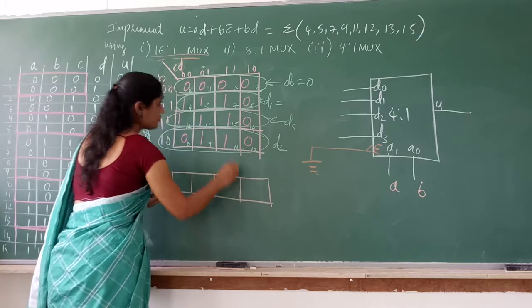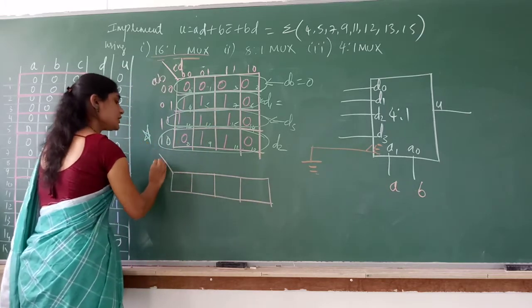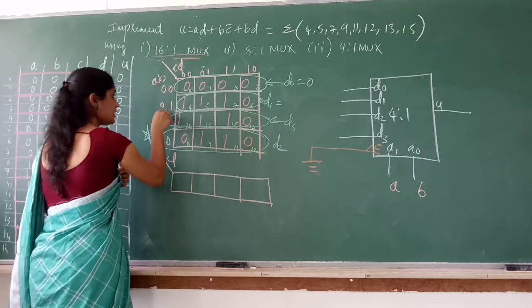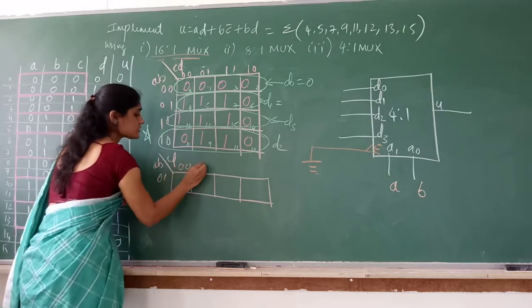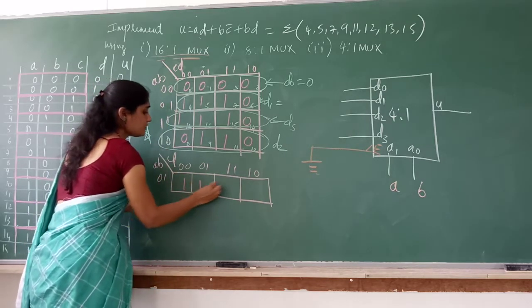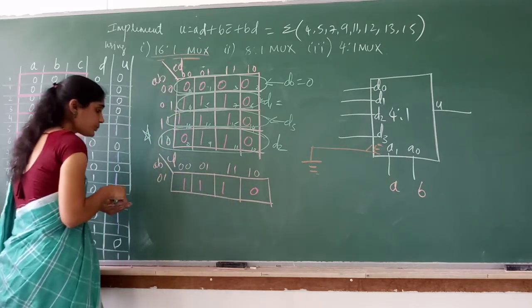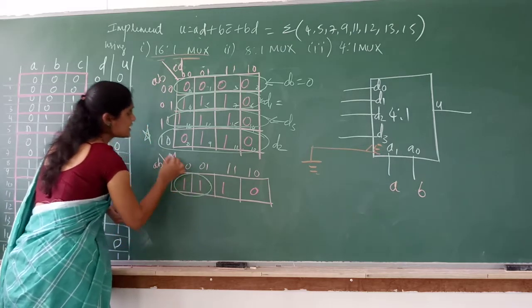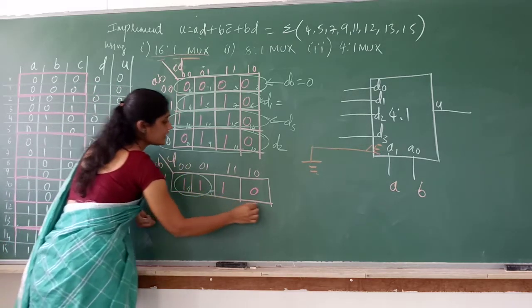Or if you are confident enough in writing the equations directly, you can even write it. Okay, AB is what? 0 1 0 0 0 1 1 0 1 1. So what are the mean terms we have? 1 1 1 0. Now group the cells. These two are adjacent. That is 4 5 6 7.